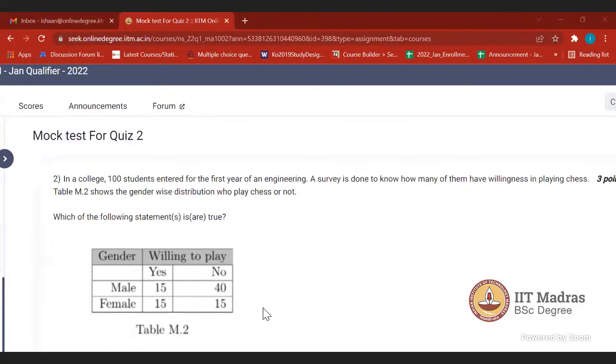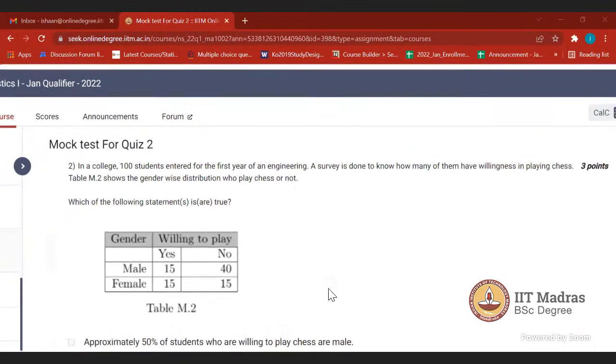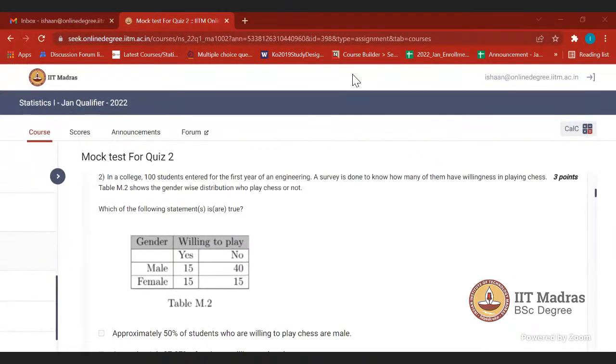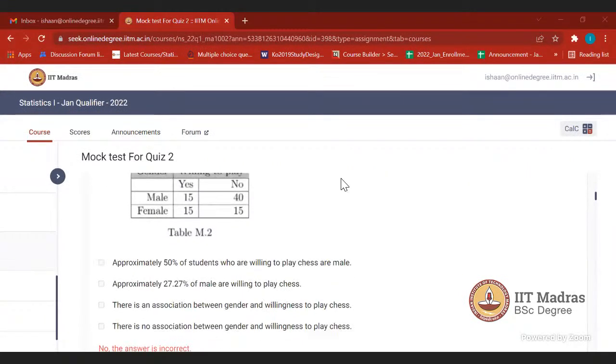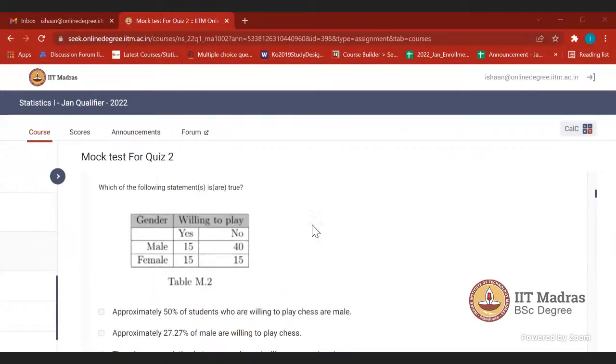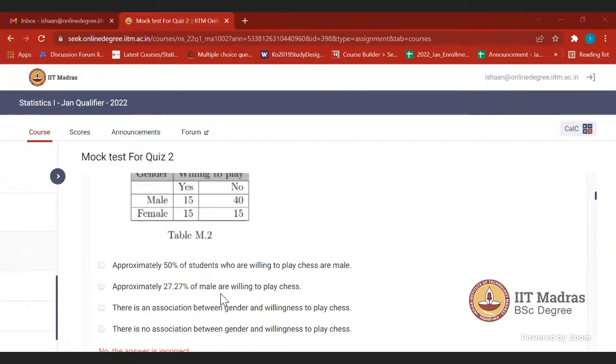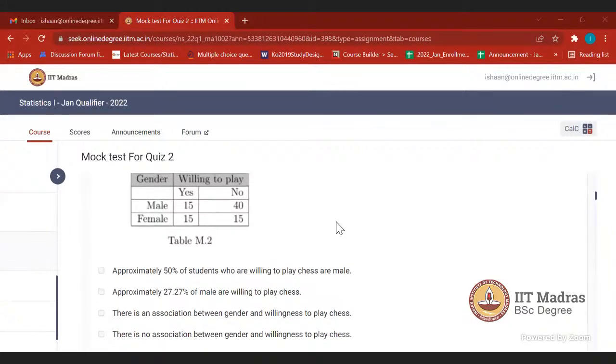Okay, moving forward. Any doubt in the second question? If anyone has, just raise your hand. I think you have done a lot of questions like this, checking the frequency, column relative frequencies, right? Sir, can we quickly recap: when we say there is an association between gender and willingness, how do we identify that?